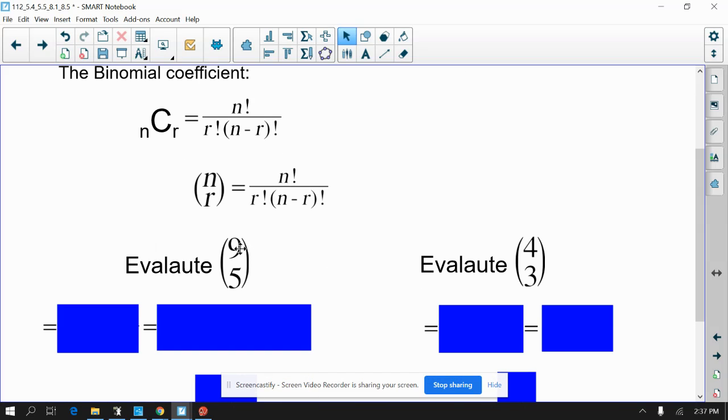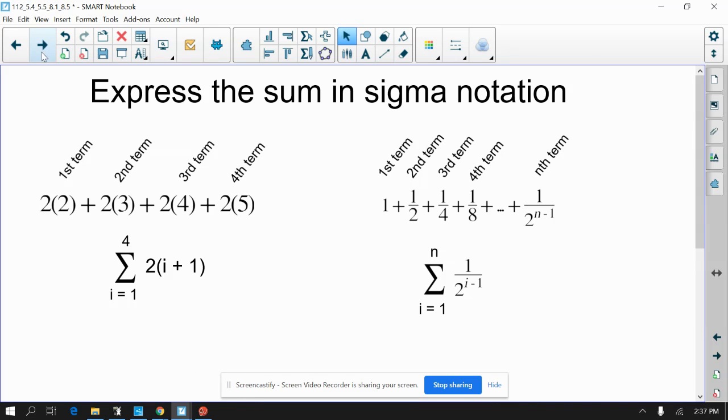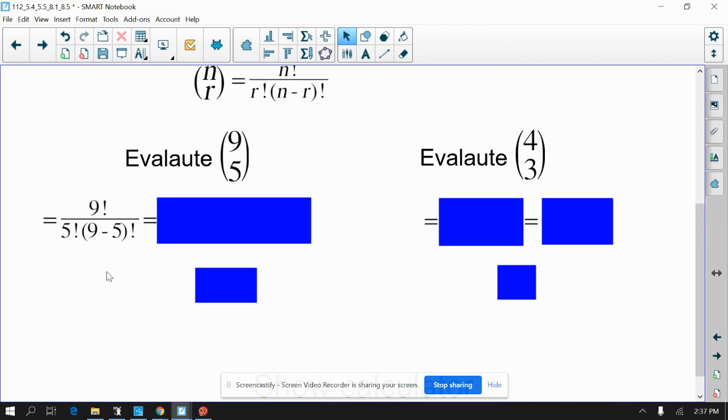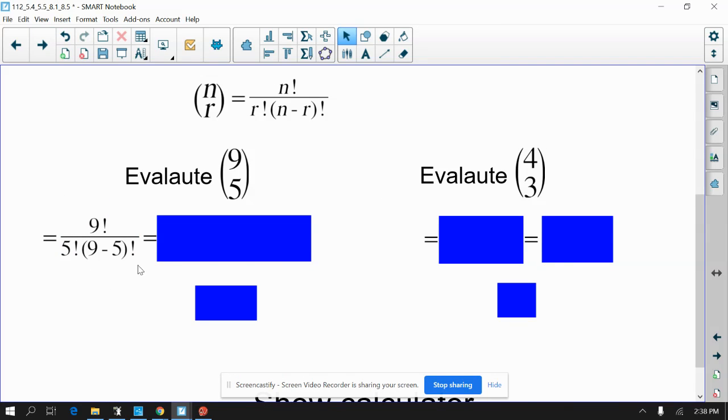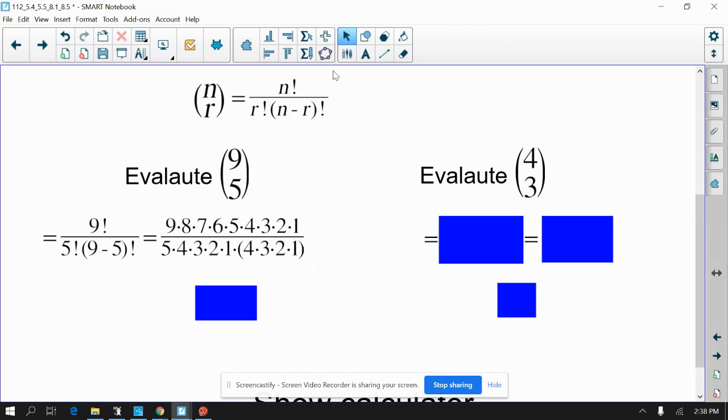So let's practice. 9, 5. So 9C5, or the binomial 9, 5, we would do 9 factorial divided by 5 factorial times 9 minus 5 factorial. Well, 9 factorial is 9 times 8 times 7 all the way down to 1. And the 5 factorial is 5 times 4 all the way down to 1. And then 9 minus 5 is 4. And here's 4 factorial. Well, 5 times 4 times 3 times 2 times 1 divided by 5 times 4 times 3 times 2 times 1 just cancels out, leaving you with 1.